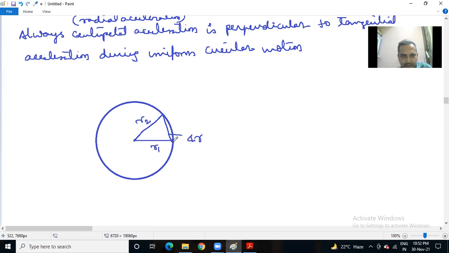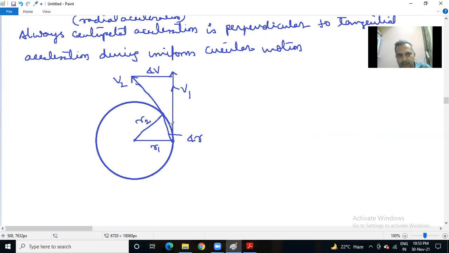Now when the particle is here, this is the direction of velocity. When the particle comes here, this is the direction of velocity. This is V1, this is going to be V2. So if you join these two, this is going to be delta V.